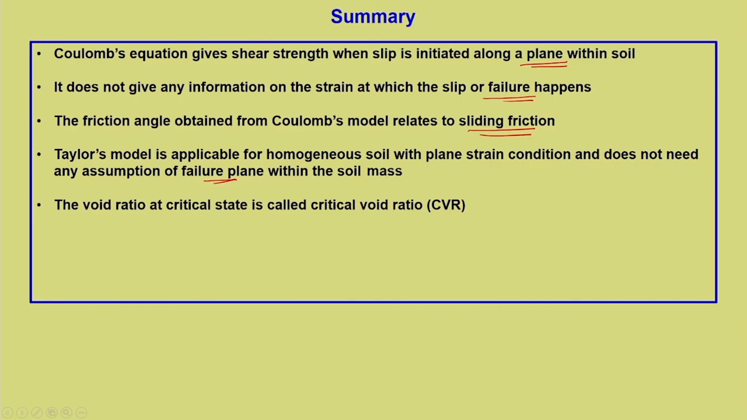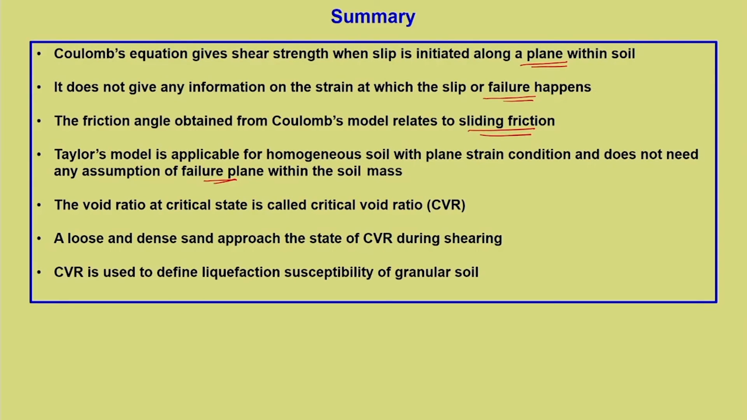The void ratio at critical state is called critical void ratio, that is the constant void ratio which a soil mass attains towards failure when it is sheared. A loose and dense sand approach the state of CVR during shearing. So, CVR is used to define liquefaction susceptibility of granular soil. So, that is all about shear strength of granular soils.